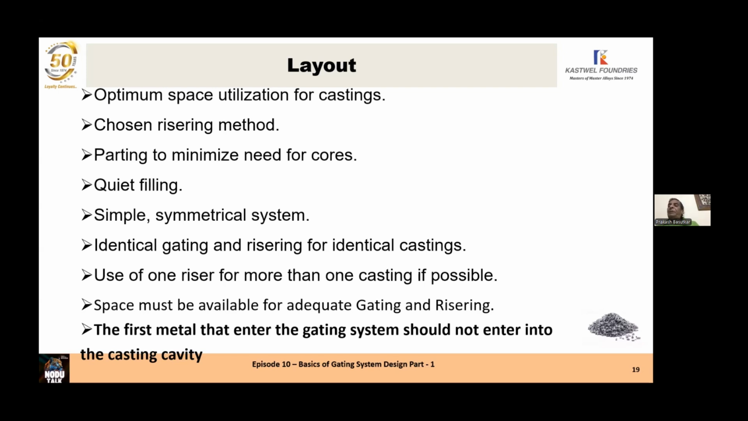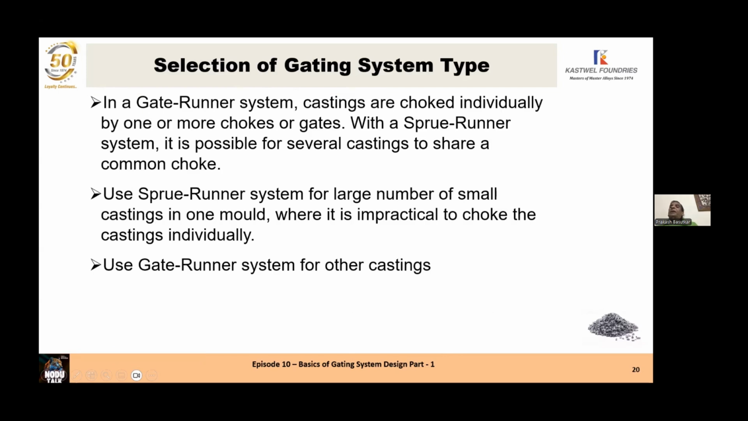Space must be available for adequate gating and risering. The first metal that enters the gating system should not enter the casting cavity. This I keep on repeating because this is the most common mistake which I've seen in most foundries. Selection of the gating system.